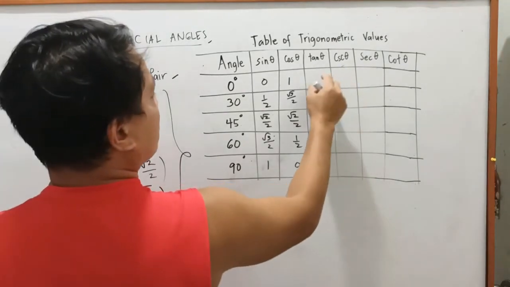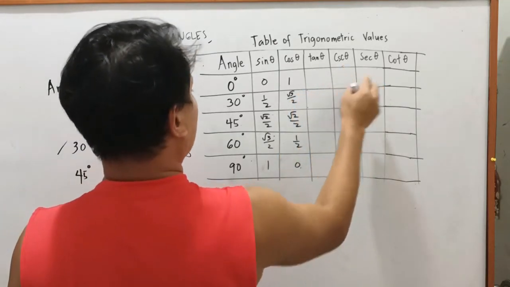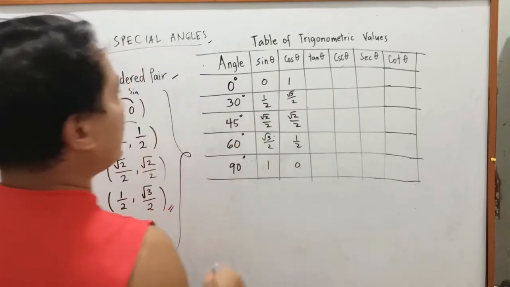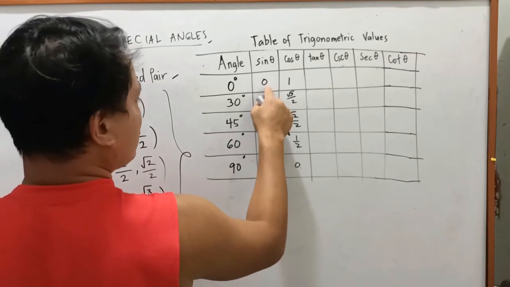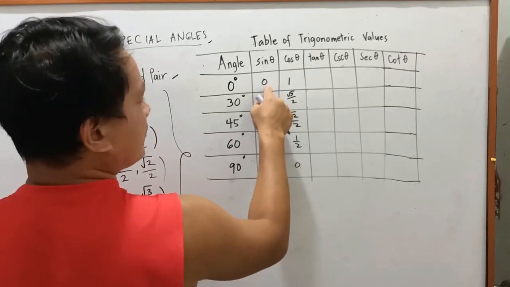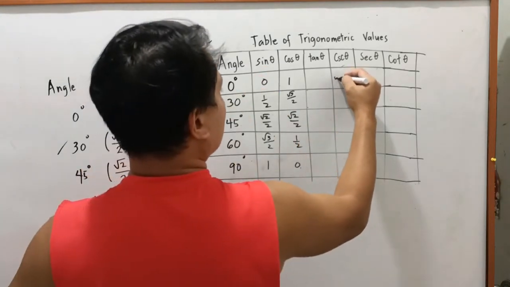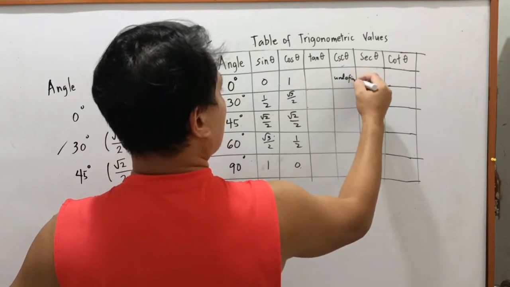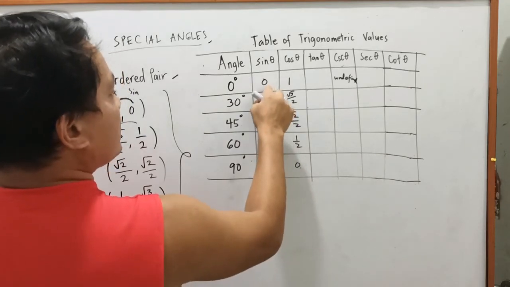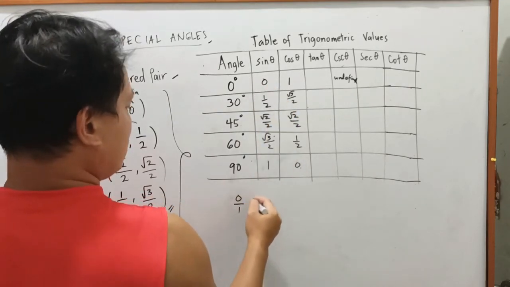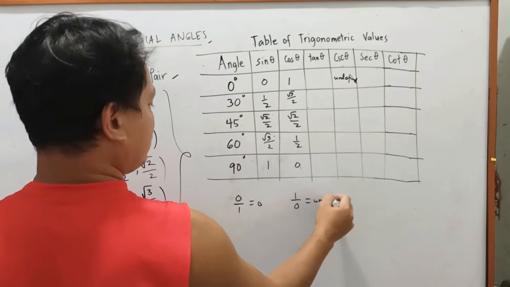Next, for cosecant theta, for the meantime, we're going to skip tangent. Kasi ang cosecant theta and secant theta is dito lang tayo kukuha sa reciprocal. Okay, for cosecant theta, reciprocal of sine, if it is this 0, the reciprocal of 0 is 1 over 0. 1 over 0 is undefined. When we say undefined, it is any number divided by 0. The reciprocal of 0, which is 0 over 1, equals 0, is 1 over 0, undefined.